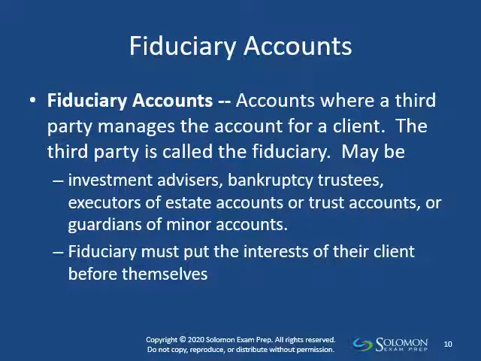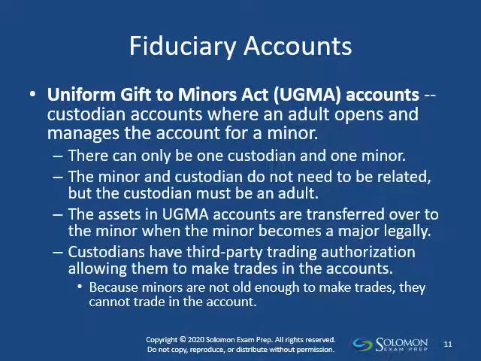These types of accounts include investment advisor accounts. They are also accounts for bankruptcy trustees, executors of estate accounts, or guardians of minor accounts. A very common type of fiduciary account is called a Uniform Gift to Minors Act account, but usually referred to as an UGMA account. And that's an account where a custodian who's an adult opens and manages the account for a minor.